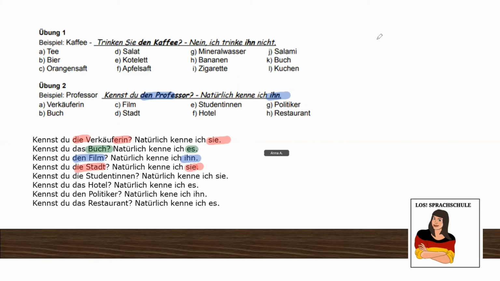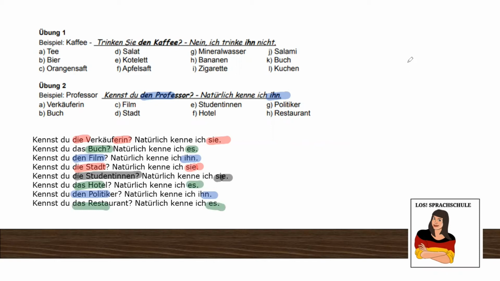Kennst du die Studentinnen? Plural. Natürlich kenne ich sie. Do you know the female students? Of course I know them. Kennst du das Hotel? Natürlich kenne ich es. Do you know the hotel? Of course I know it. Kennst du den Politiker? Natürlich kenne ich ihn. Male, because of its occupation. It could be Politikerin, then it would be female. Kennst du das Restaurant? Natürlich kenne ich es. Do you know the restaurant? Yes, of course I know it.